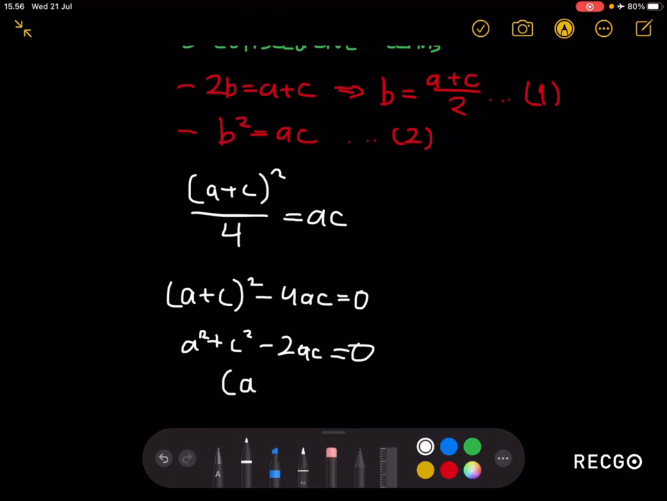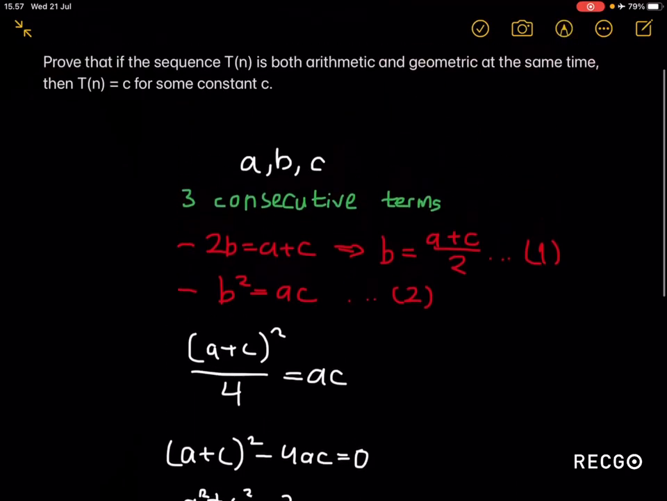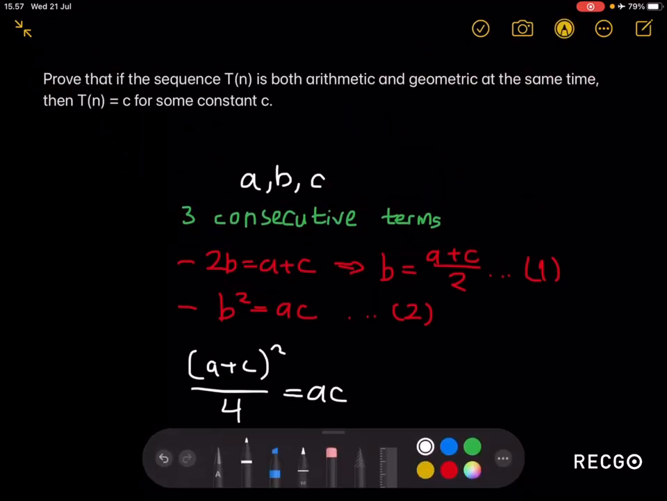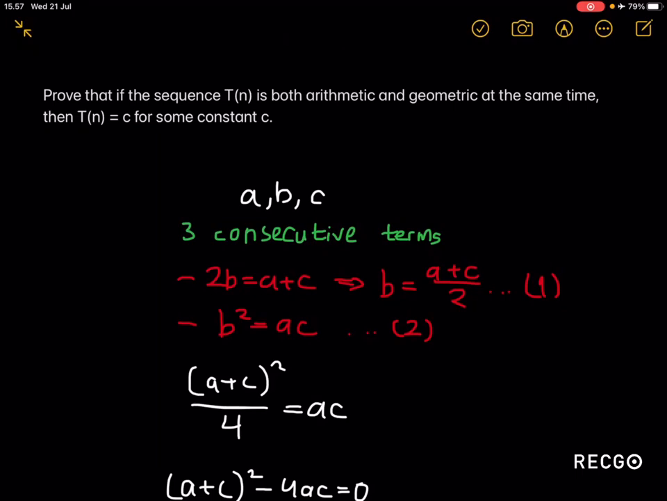Or we can factor this again as (A minus C) squared is equal to 0, which implies that A must be equal to C. Now substituting this into either of the two equations up here implies that B must also be equal to A and C. Since we can suppose that A, B, and C are any three consecutive terms, that means that our sequence must always be constant. Or in other words, each of these terms must be the same, which ends this video.